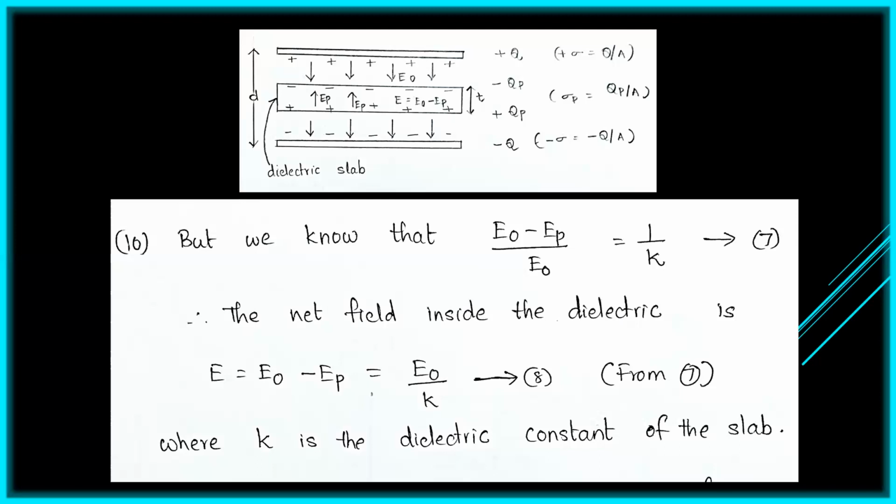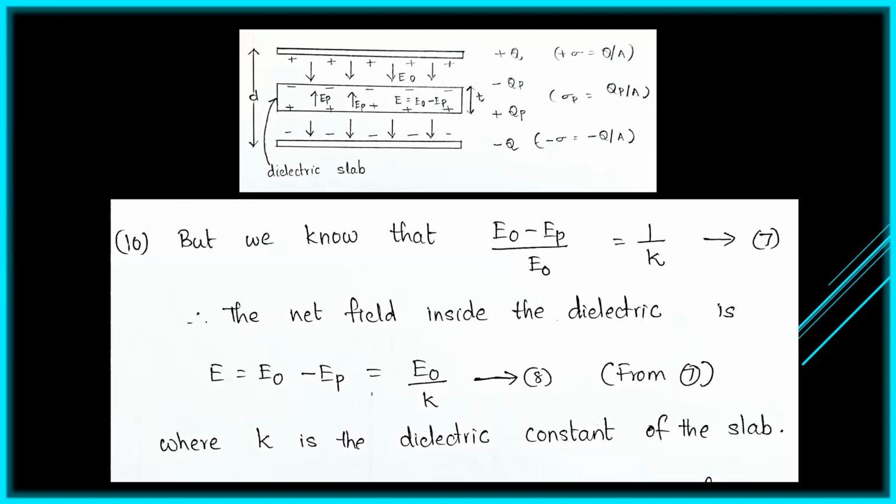Similarly, here E naught is the main electric field outside the dielectric. EP is the electric field which is in the opposite direction of the external electric field. Therefore, the resultant electric field is E naught minus EP. But we know that (E naught minus EP) by E naught is equal to 1 by K. That is equation number 7.